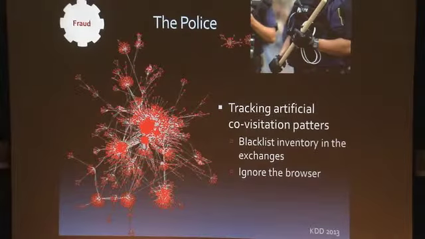The almost final piece here is the fraud. This graph shows you a network of websites. Every red dot is a host name, and there's a line between two of them if I see more than 50% of browsers who go to one also showing up on the other. So it's an indication of co-visitation. We think this is a very good indicator of fraud, so we use it to blacklist inventory and also ignore browsers who we see there.